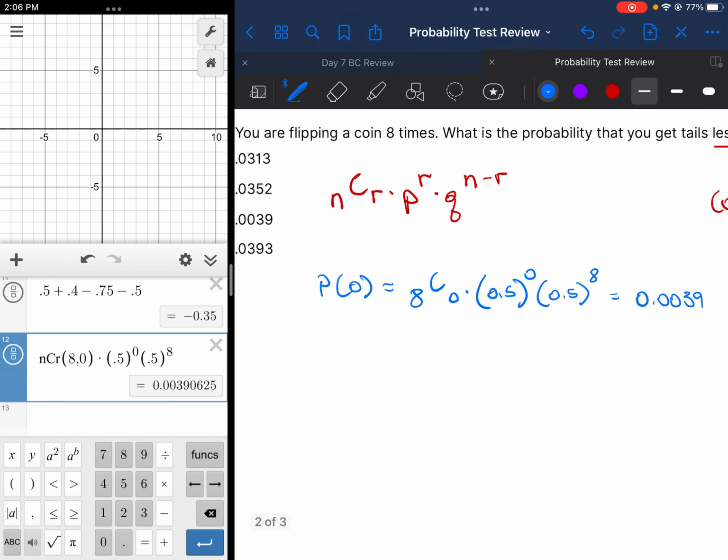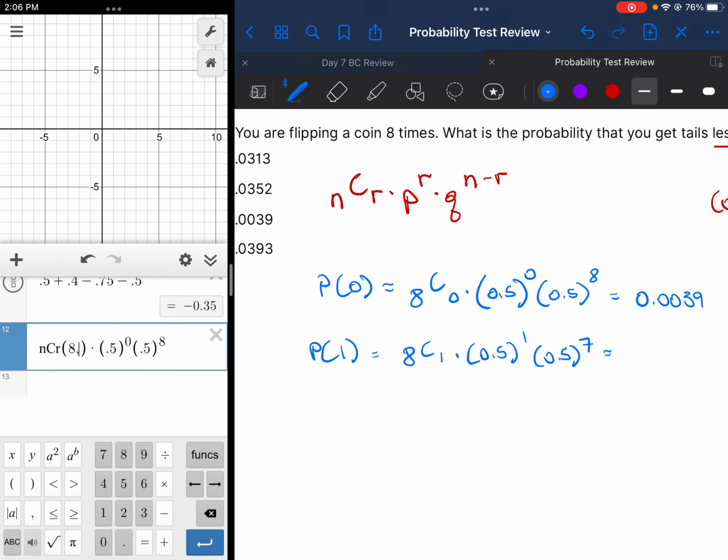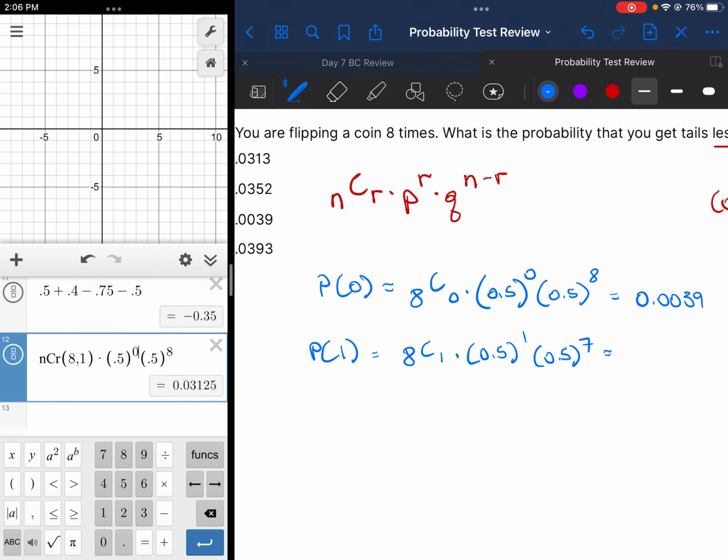Okay, now we need to do the same thing, but for flipping tails 1 time. So now 8C1 times 0.5, we're going to be successful 1 time. We're going to fail flipping tails the other 7 times. So let's just change some of these numbers around. Change that 0 to a 1. Change this exponent to a 1. Change this exponent to a 7. That's going to get us 0.03125.